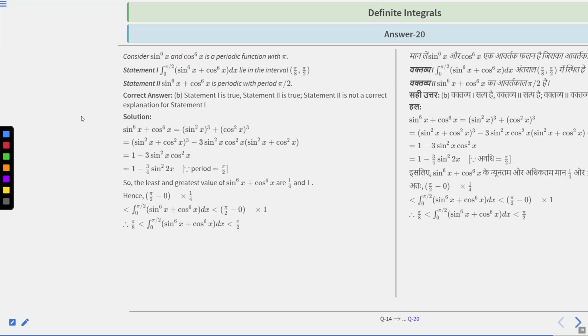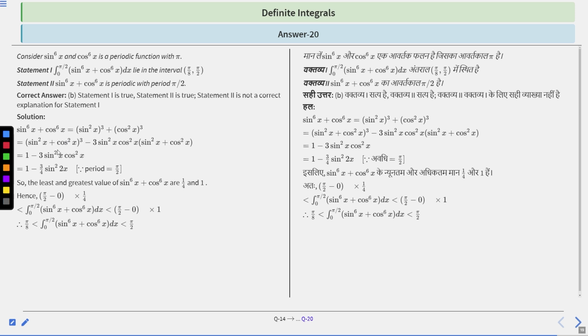Okay, let's move to the solution part. See, sine to the power 6x plus cos to the power 6x can be written as (sine square x) to the power 3 plus (cos square x) to the power 3, which is equal to (sine square x plus cos square x) whole cube minus 3 sine square x cos square x into (sine square x plus cos square x). And we know that sine square x plus cos square x is basically 1. Therefore, it is basically 1 minus 3 by 4 sine square 2x, whose period will be pi by 2.